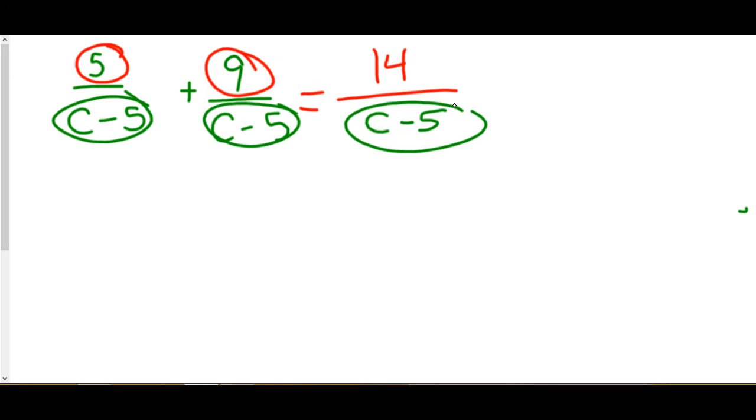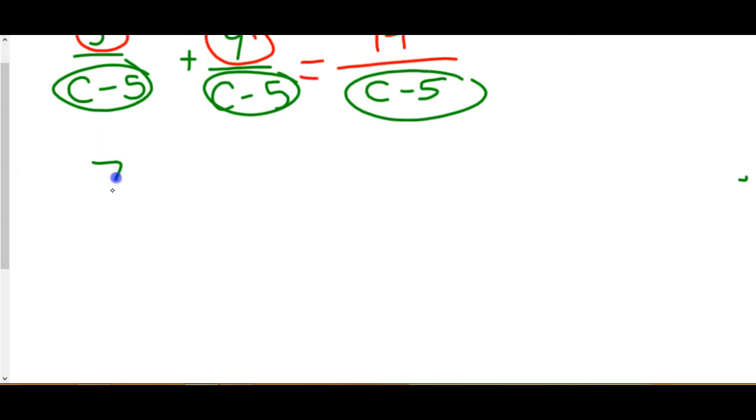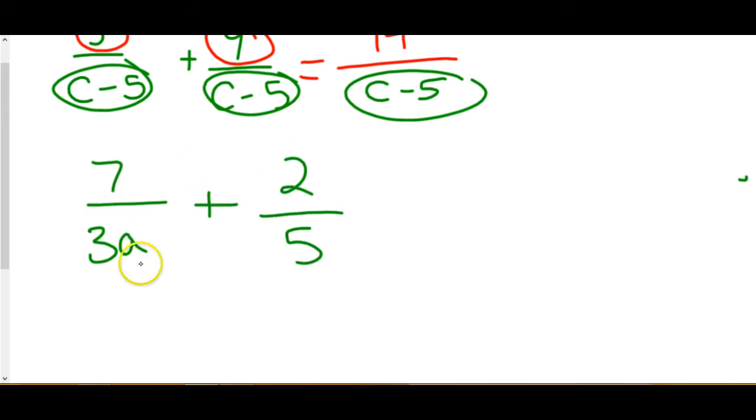What can change things is if the denominator is different. Say we have 7 over 3a plus 2 over 5. If the denominator is different, we would like to get a common denominator. So we need to figure out what we have to multiply this 3a by, and what we have to multiply this 5 by.